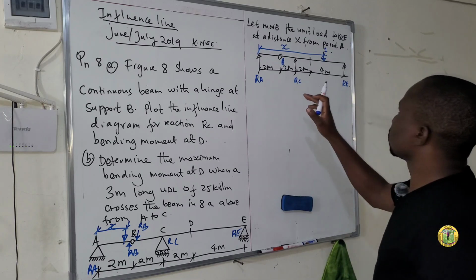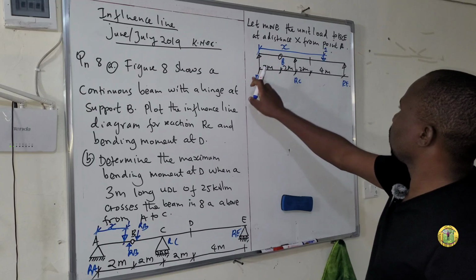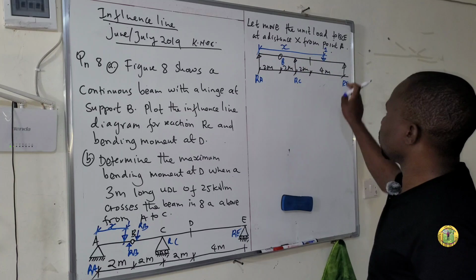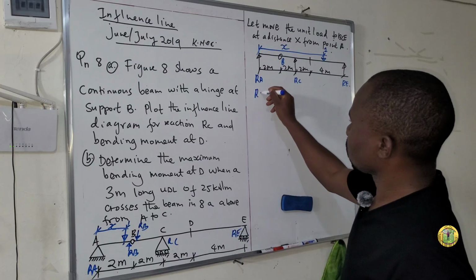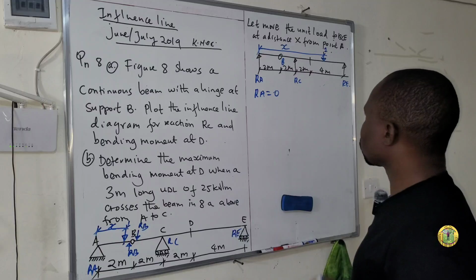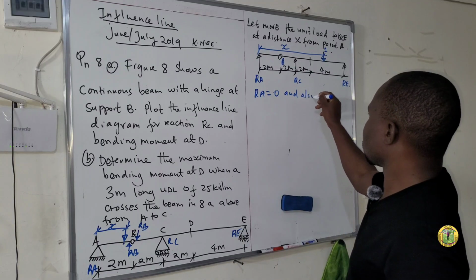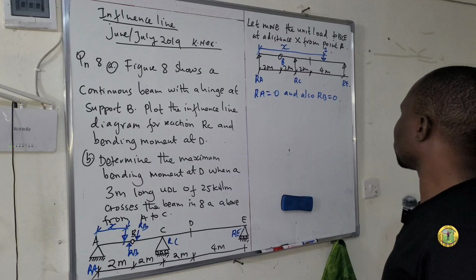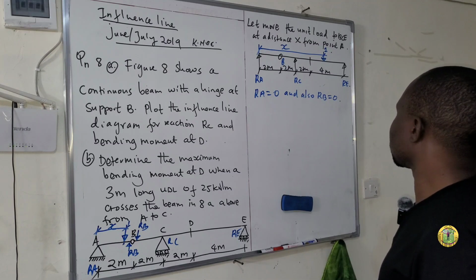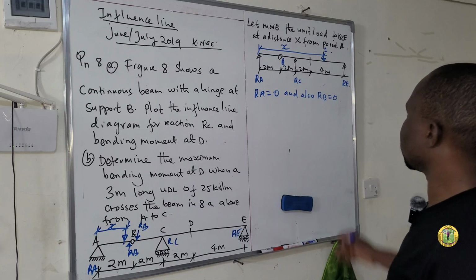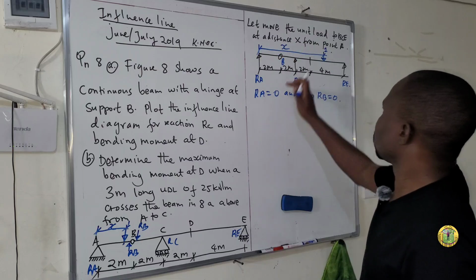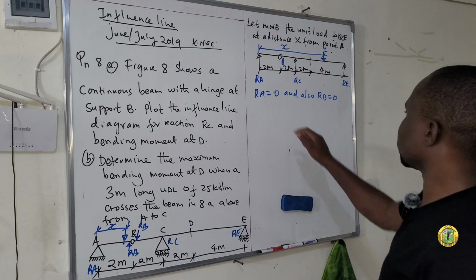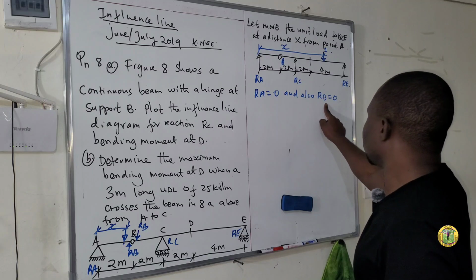So for the reaction, if the load moves from B, C, E, it means RA is equal to 0, and also RB is equal to 0. So at B and A there will be no effect of this load. The reaction will be 0 at RA, and the reaction will be 0 at RB.